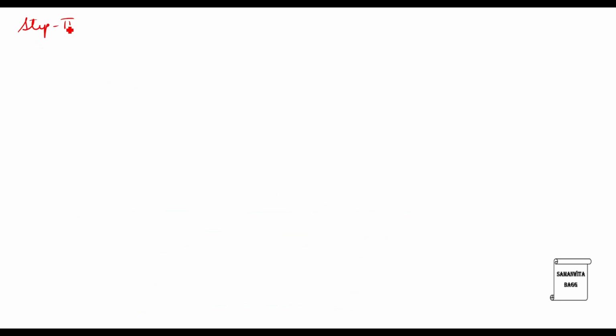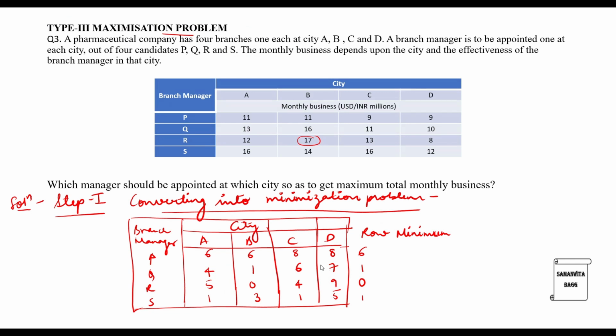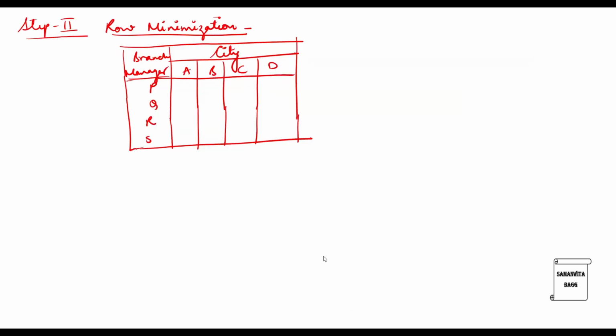Step 2 is row minimization. So now we'll calculate the value. I will subtract this number 6 from each value over here and substitute for the first row. So it is 0, 0, 2, 2.